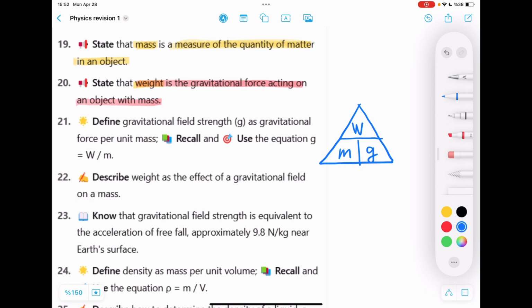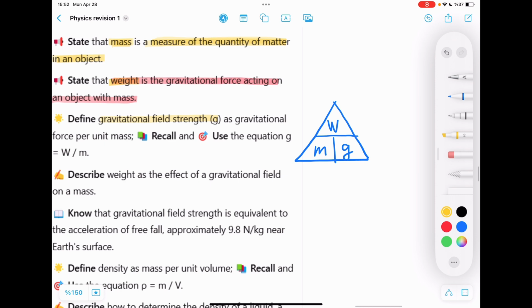As I said, we talked about this gravitational field strength, which we also know is the same as the acceleration of free fall, and its unit is sometimes newton over kilogram if we define it through weight, and sometimes it is meter over second squared if we define it through force, through what we talked about before, through acceleration.